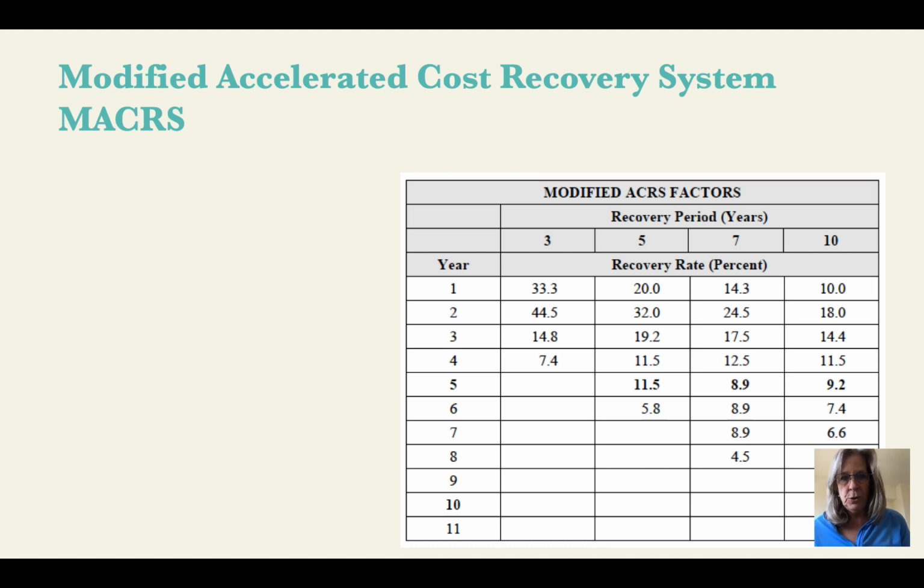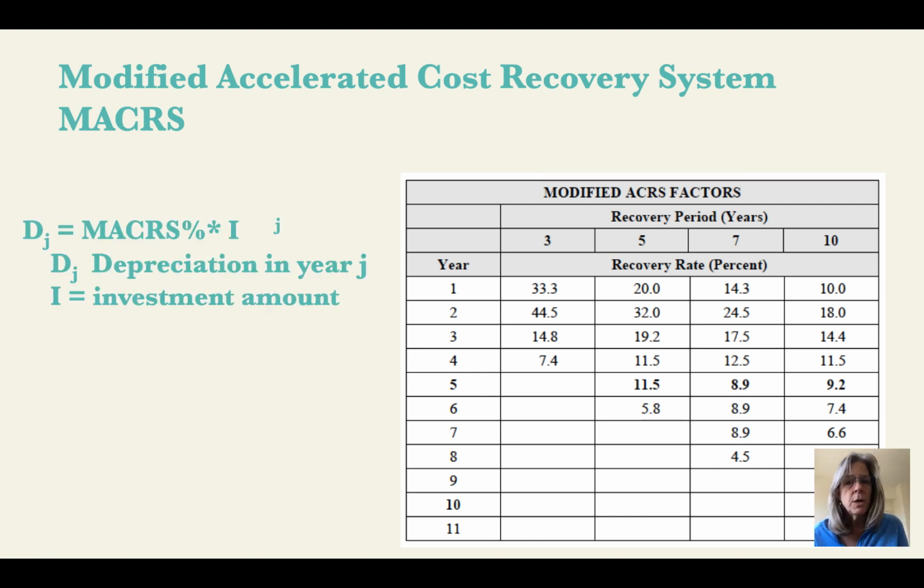Now, remember when I told you that there's going to be a half-year convention? If you look at the 3-year recovery period, it says that you have 4 years of depreciation, which is a little bit odd because it's a 3-year recovery period. Why is there 4 years? That's because of the half-year convention. There's actually only a half of a year there, 2 full years, and then a half year there, which makes 3 years.